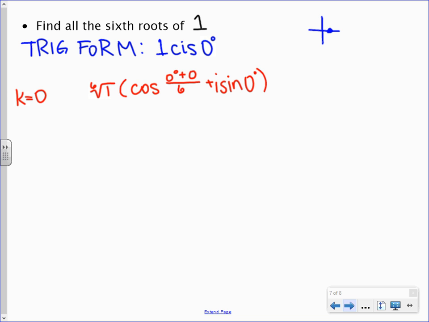So we have 1 times the cosine of 0 plus 1 times the sine of 0i. There you go, Nick. There is the root that you told me. Yay! On to the next one.